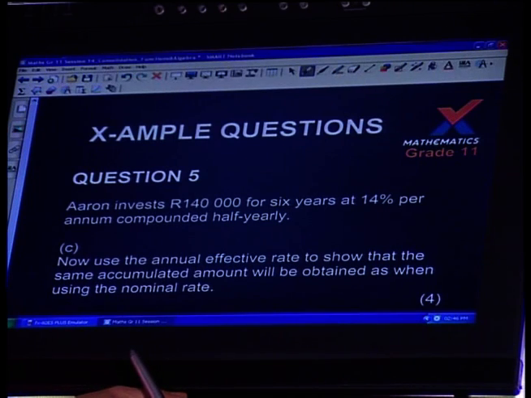Now the next question still deals with Aaron's investment, and it says, now use the annual effective rate to show that the same accumulated amount will be obtained then when you use the nominal rate. So what they're trying to prove to us in this question is we need to realize that whether you use the nominal rate with its compoundings or whether you use the effective rate, which is compounded just once a year, you will get the same answer. That is, of course, providing you didn't do any irresponsible rounding off at some point or another.